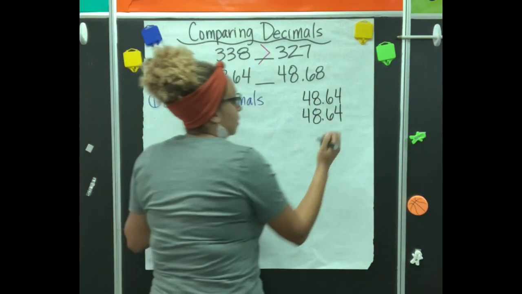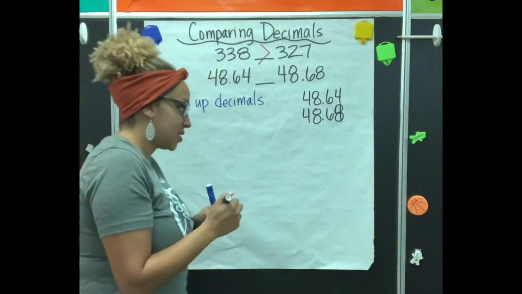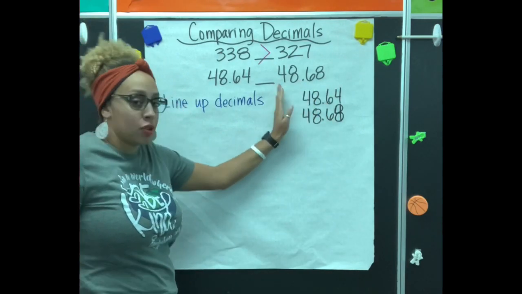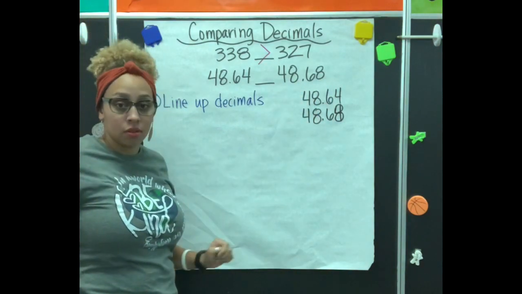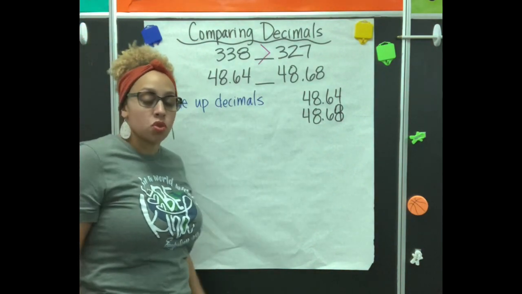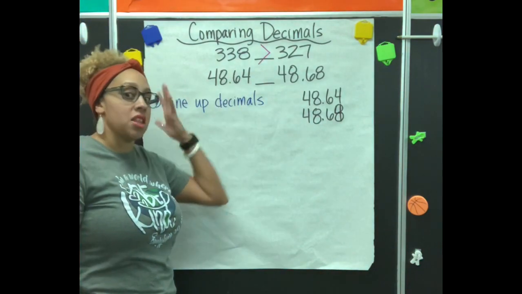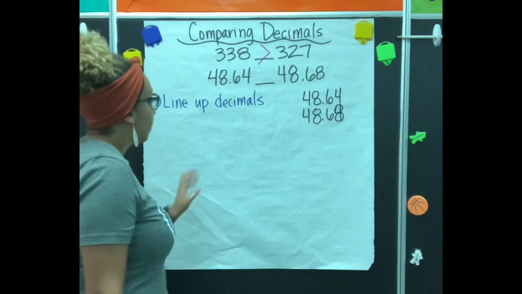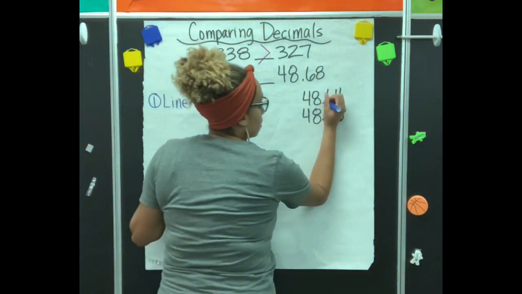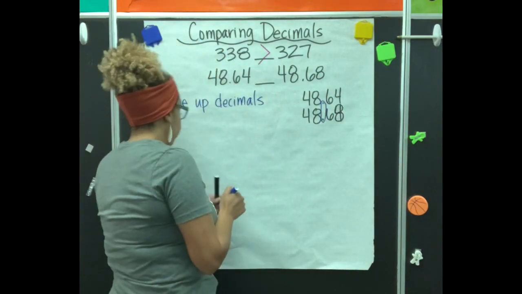Because this allows us to see, what if this had 100? What if one of these had 100? What if one of them had 1,000? That one is automatically bigger. So we do this so we can see if there's any outlying values in the front. All right, so we lined up our decimals because it forces us to line up our other values.